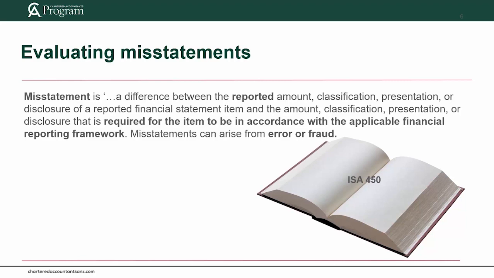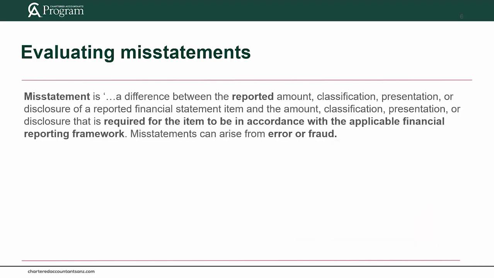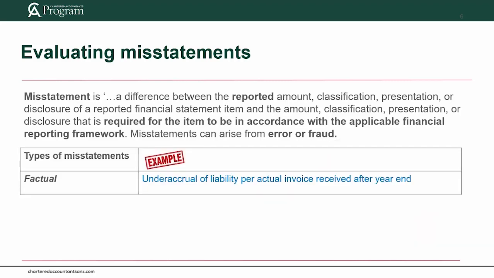Just pointing out here that omissions can also be misstatements. For example, a non-disclosure of a material item is also a material misstatement. Let's look at some types of misstatements. Factual. Those where there is no doubt that they are actually wrong. For example, an under-accrual of a liability when compared to the actual invoice that is received after period end.